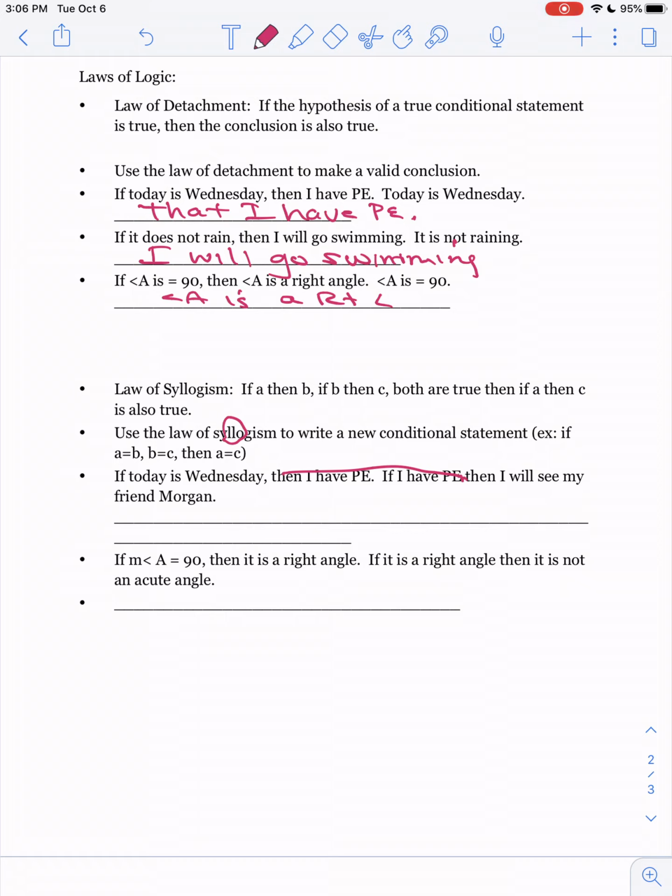If the measure of angle A is 90 degrees, then it is a right angle. If it is a right angle, then it is not acute. Again, you could just take those B's right out of there. We don't even need them. If the measure of angle A equals 90 degrees, then it is not an acute angle.